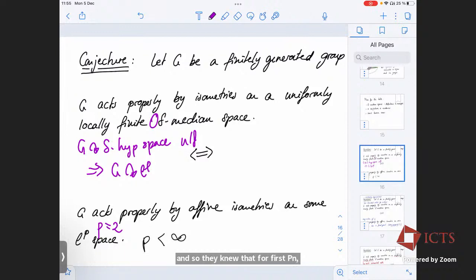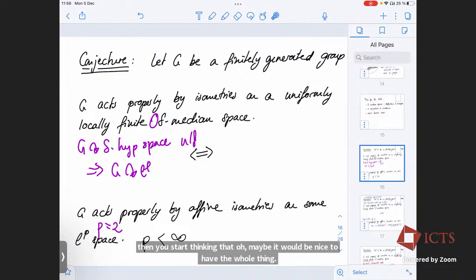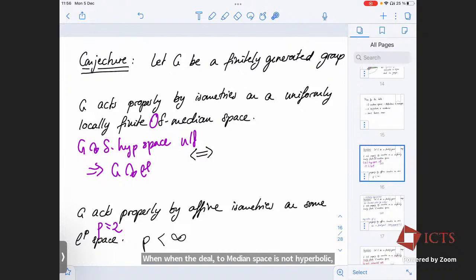And then once you have the complete result by Yu, then you start thinking that, oh, maybe it would be nice to have the whole thing when the delta median space is not hyperbolic, but maybe something more complicated than the delta hyperbolic space.